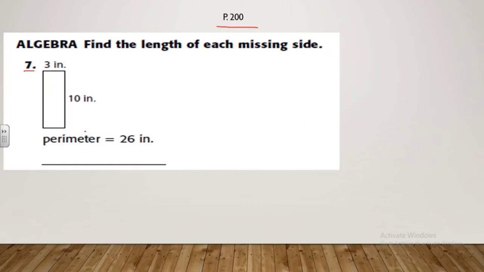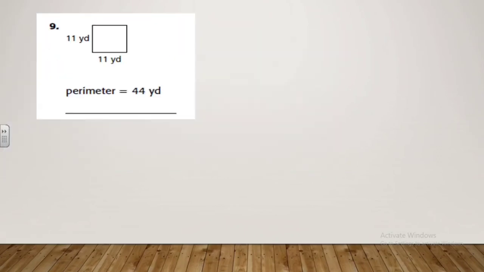So without doing anything, if you know the polygon very well, you will know that each two opposite sides are equal. So if this side is 3, this side will be what? 3. And because this is 10, that will be what? 10. So that will be 10, and that will be 3, right? And if you add 10 plus 3 plus 10 plus 3, that will give you 26. Okay, you got it? Okay, that's great. Let's continue.